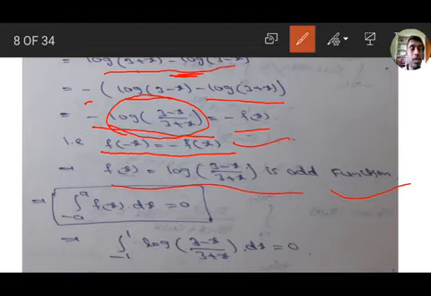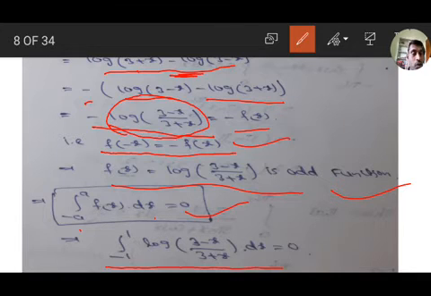Odd function means integration minus a to a f of x dx equal to 0. So integration minus 1 to 1 log of (3 minus x) by (3 plus x) dx equal to 0. Instead of minus 1 to 1, if you take minus 2 to 2, it is also 0. Minus 100 to plus 100 is 0. Any value minus a to a, where the lower limit is minus and the upper limit is plus, the total integration value is 0 because the function is an odd function.